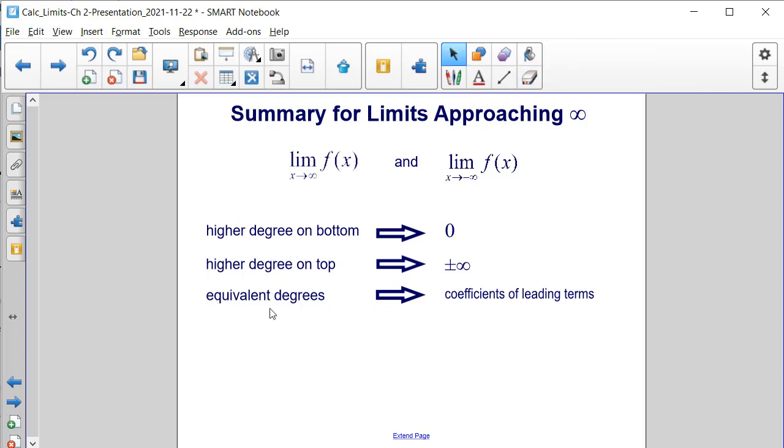And then if the rational function has equivalent degrees in both the numerator and denominator, then the limit of f of x as x approaches positive or negative infinity will be equal to the coefficient of the leading terms. In other words, you're going to have a horizontal asymptote that has the equation y equals the coefficient of the leading terms. That's going to be your horizontal asymptote.